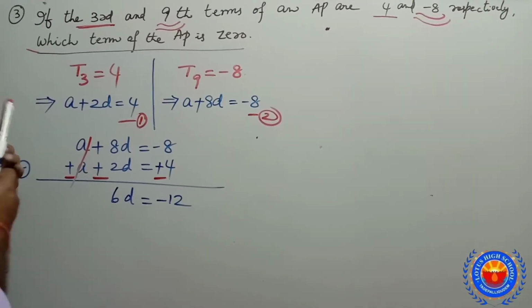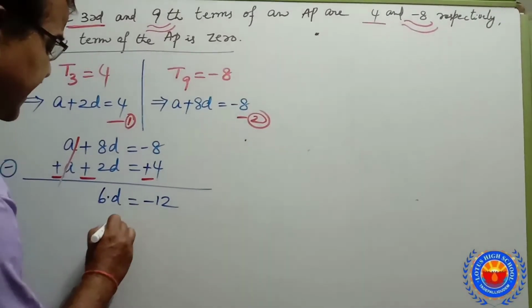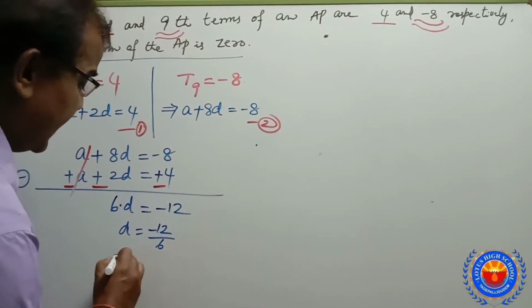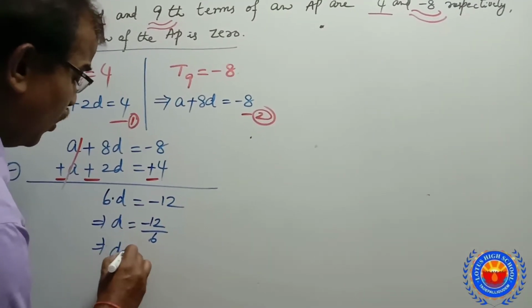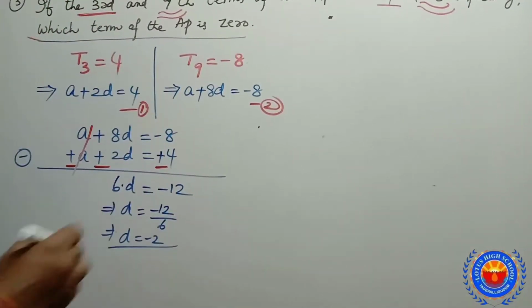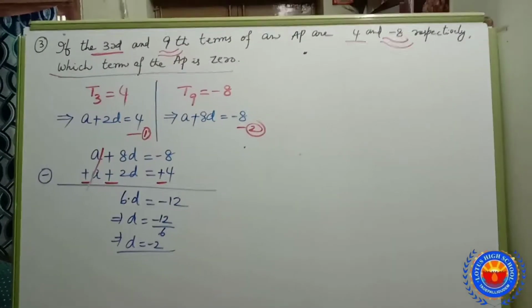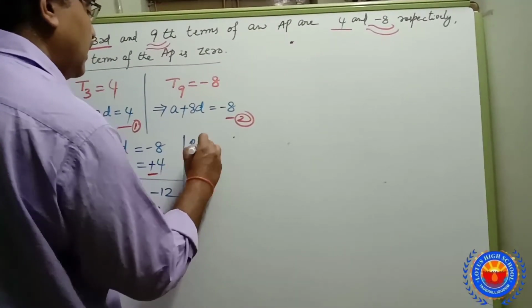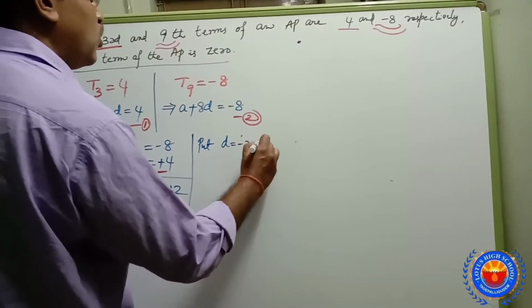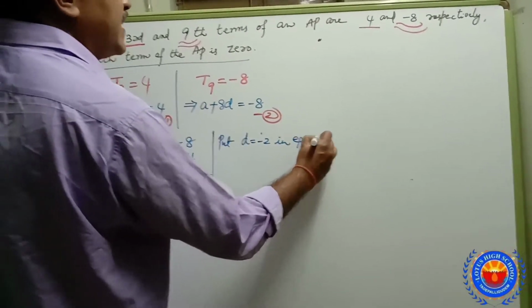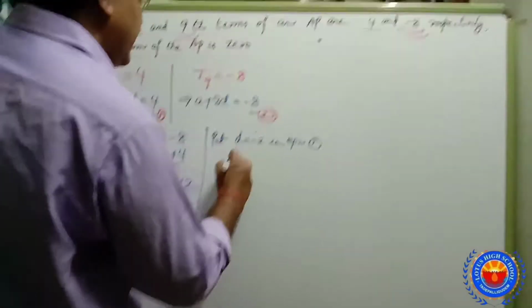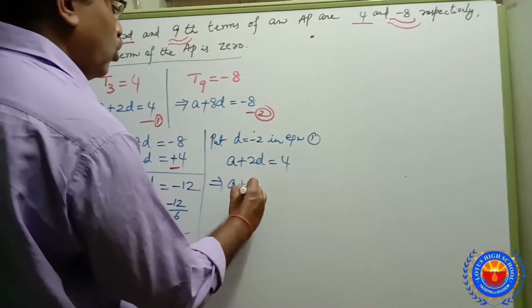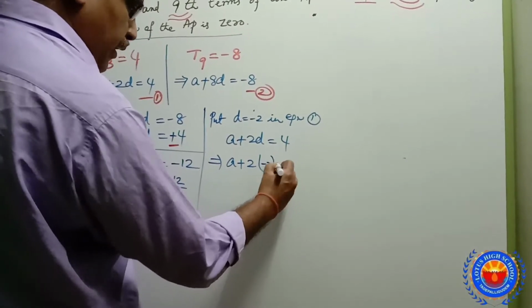So 6 into D is minus 12. That implies D is equal to minus 12 by 6, D is equal to minus 2. So I got the D value. Put D is equal to minus 2 in any equation. This one is comfortable for me, that's what I am using: A plus 2D is equal to 4. A for A, and D for minus 2 is equal to 4.